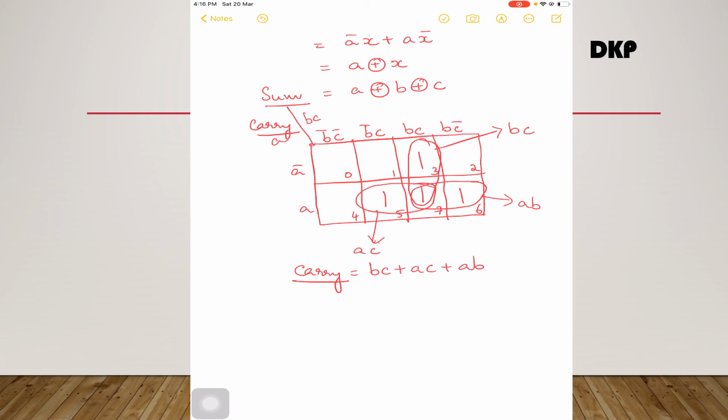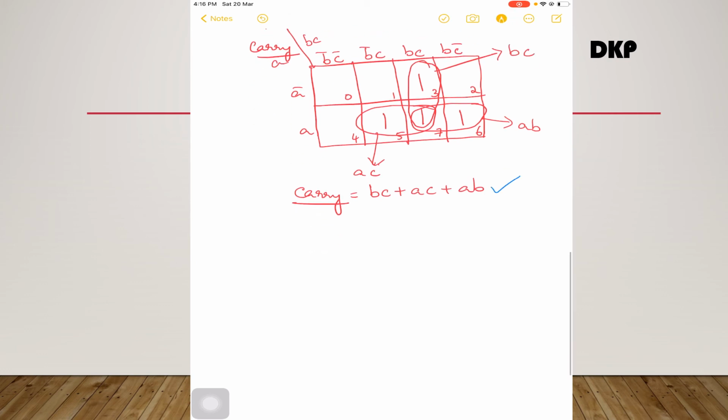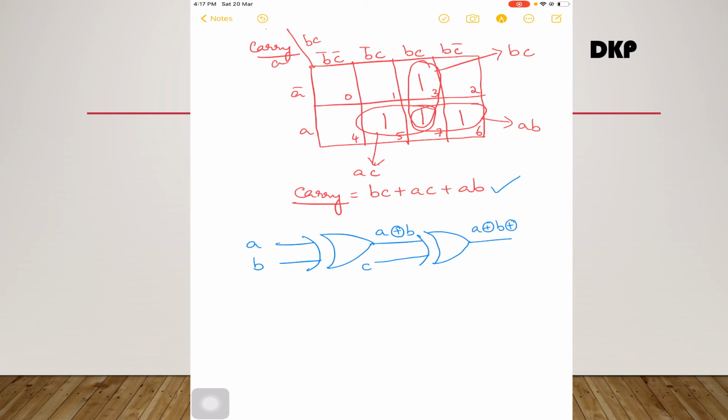Now we have to draw the logic circuit of the full adder. Sum is equal to A XOR B XOR C, and carry is BC plus AC plus AB. So let us draw an XOR gate and give A and B as the input, so that you will get A XOR B as the output. Now give this output to another XOR gate with another input C, so that you will get A XOR B XOR C. This is the sum.